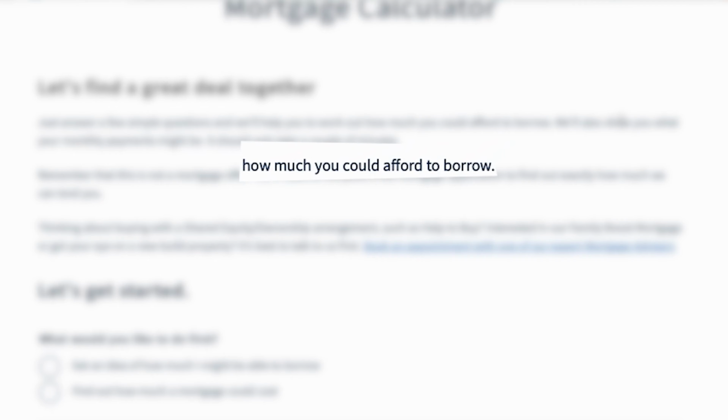So let's go back to that reward cost thing. What's the reward for requesting this lead magnet? Well, we find out how much we could afford to borrow. That's a big reward. That's one of the main questions we would have on the route to getting a mortgage. But we also find out what our monthly payments might be. Another massive question answered on our route to getting a mortgage.